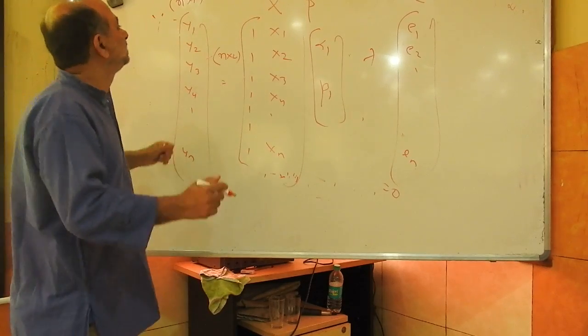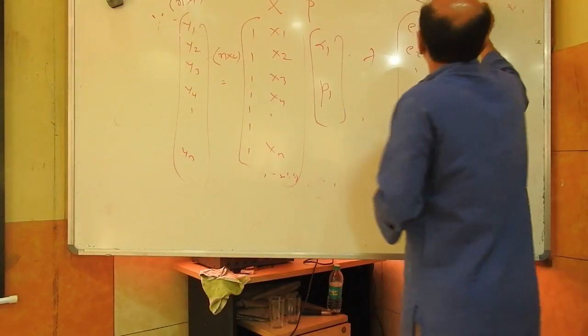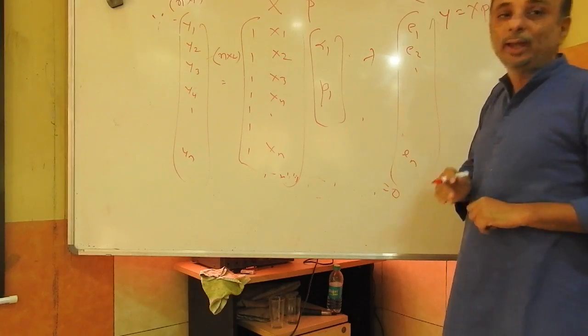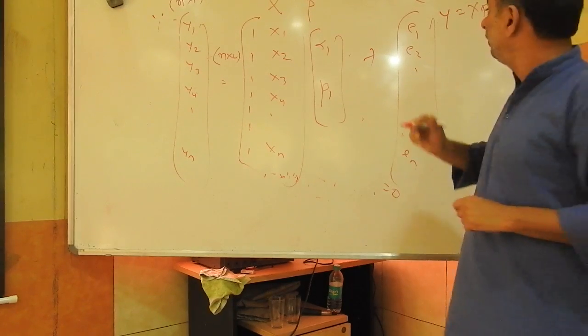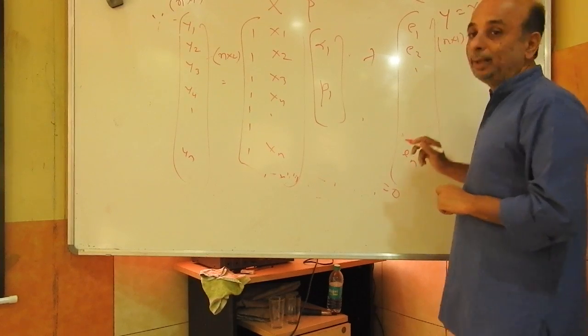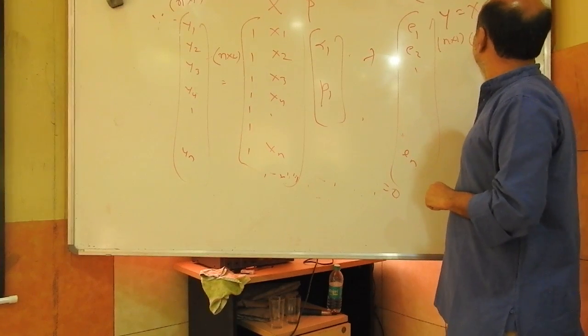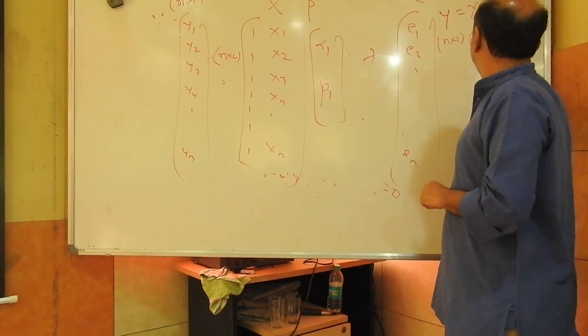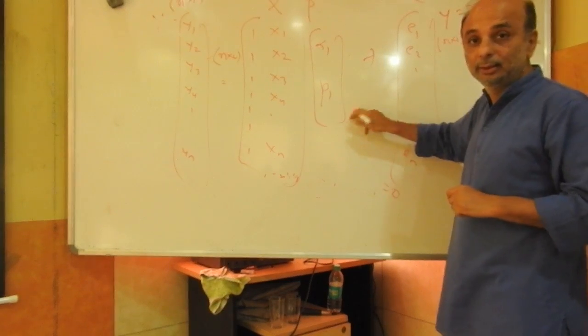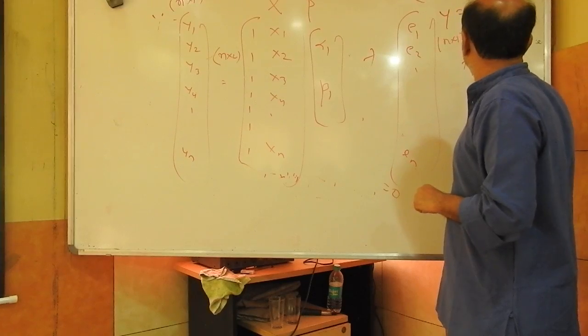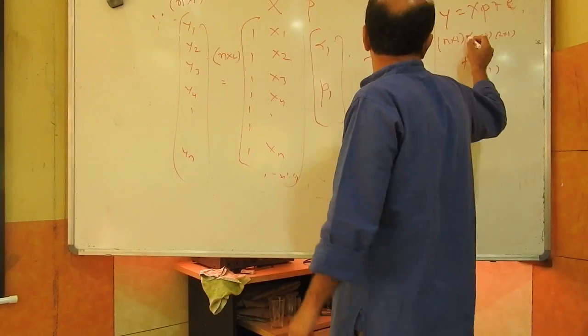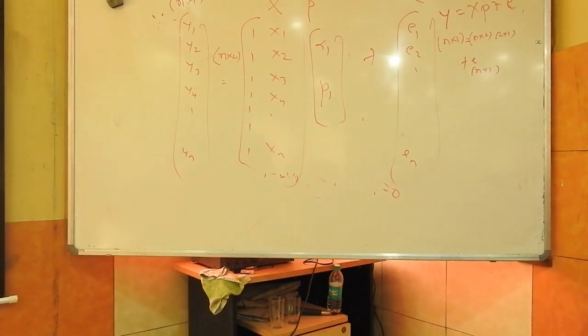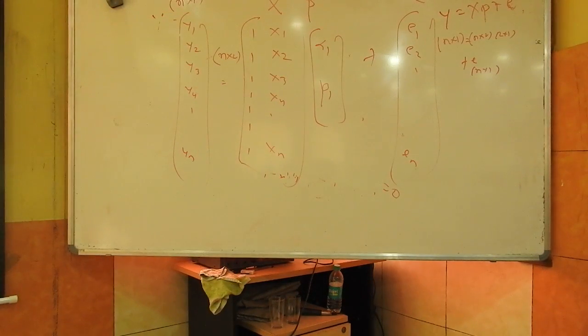So I can write this system in matrix form as y is equal to x beta plus e, where y is an n cross 1 matrix, x is an n cross 2 matrix, beta is a 2 cross 1 matrix, plus e is an n cross 1 matrix. So things are all adding up properly, no? N cross 2 into 2 cross 1 is n cross 1. N cross 1 plus n cross 1 is n cross 1. Right? Okay? Sure? So I am getting it properly.